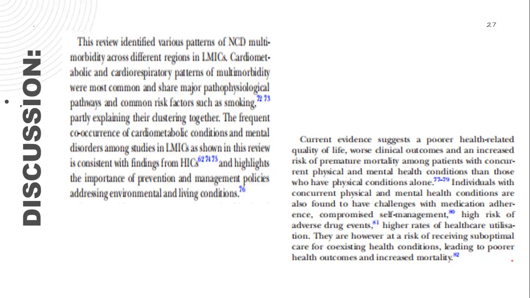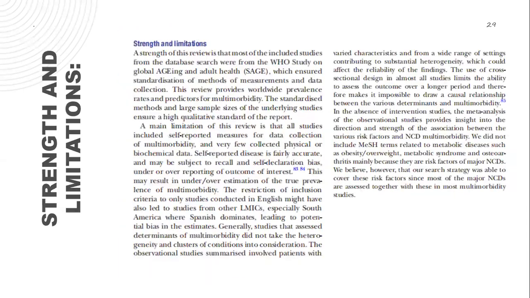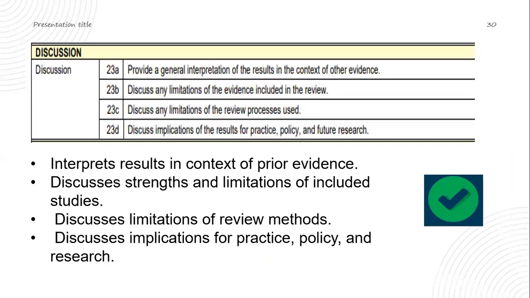Now, in the discussion, there is a heading of implications and funding. In this systematic review, there is also a heading of strengths and limitations. So, according to the PRISMA checklist, what we look for in the discussion is a general interpretation of results in the context of other evidence, discussion of any limitations of the evidence included in the review, discussion of any limitations of the review processes used, and discussion of implications of results for practice, policy, and future research.